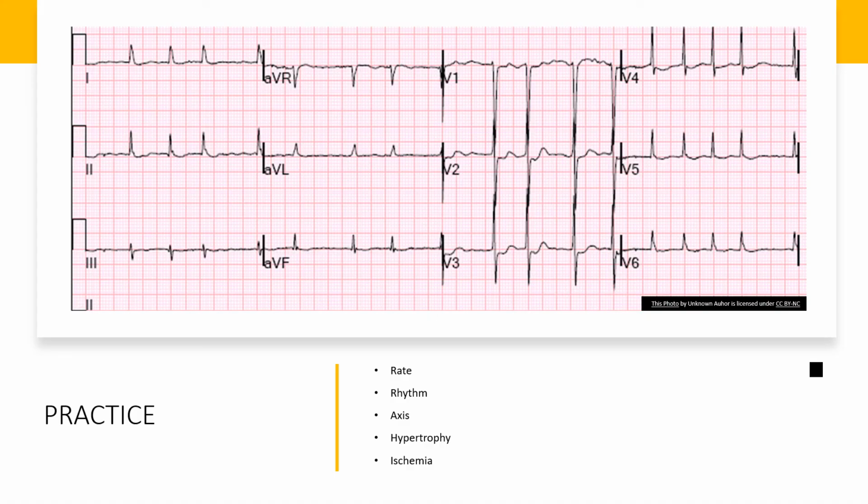I'm checking each lead to find one. It looks like in V2 I have some clear T waves. So here's my R, and my T is less than 400 since it's less than 2 boxes.